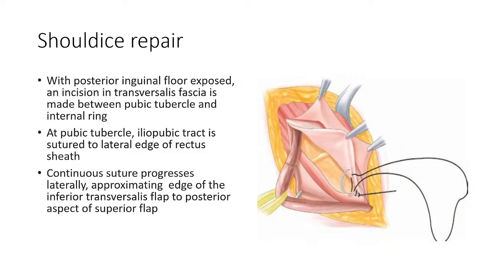Now, at this layer there are 4 layers. One is the internal oblique, transversus abdominis, and upper part of the fascia transversalis, and lower part of the fascia transversalis. So, he first sutured the lower part of the fascia transversalis to the upper part. Now, we have 4 layers and all these 4 layers are stitched to the inguinal ligament, the reflected part. So, it becomes a 4 layer repair.